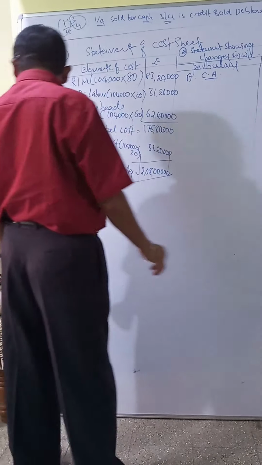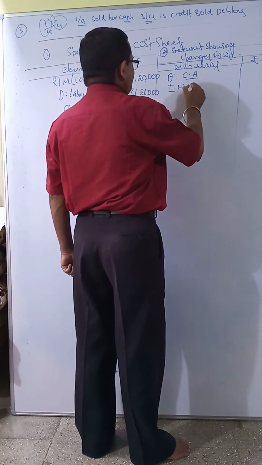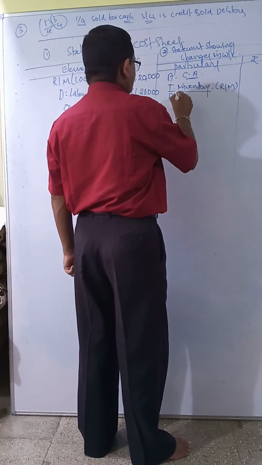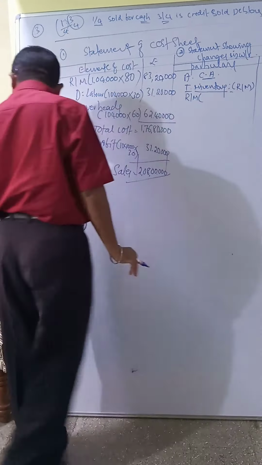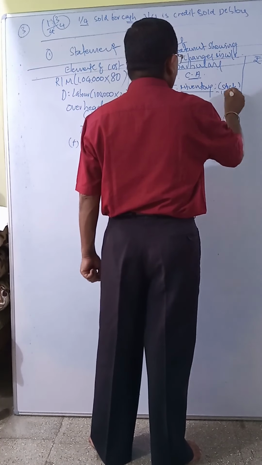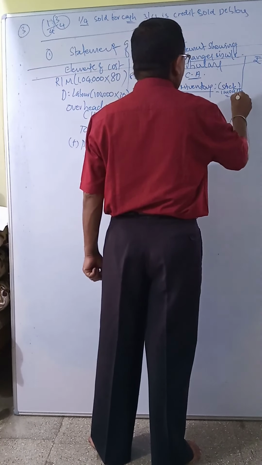First is current assets. First is inventory. Inventory means stock, inventory or stock of raw material. How many weeks is given for inventory? Inventory of 1 month is given: raw materials are stocked on average for 1 month. 1 month is converted to 4 weeks. 1 month, how many weeks? 4 weeks you have to convert.